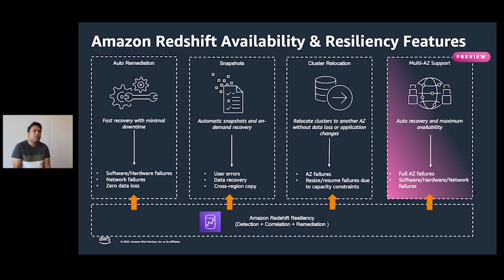As you can see, Amazon Redshift supports many recovery capabilities, such as automatic remediation of software, hardware failures, and network failures, automatic backups to recover your data, and the ability to relocate a cluster to another availability zone without making changes to the application. However, since data warehouse workloads are becoming mission critical, as discussed earlier, our customers demand higher availability and even lower RTOs, that is within seconds, to avoid any downtime. To meet the demands of such mission critical workloads, we introduce multi-AZ deployments, which is in preview, and we've received some great feedback from customers such as yourself.